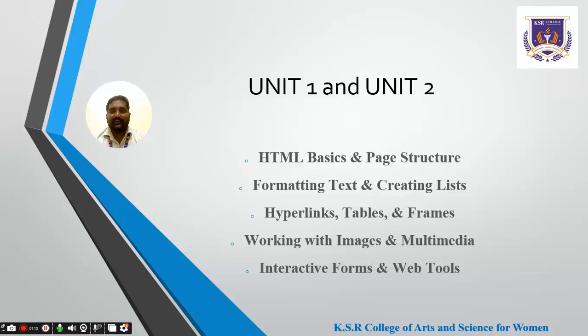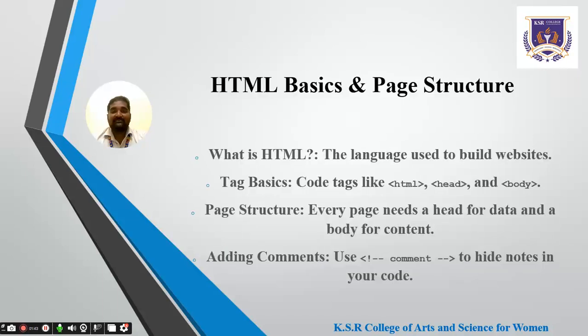For creating one by one things, we are using the list. Hyperlinks, tables, and frames, with which we will be dealing with the links to the next page or the previous page or the last page, likewise. Tables, various contents, the frames which we are making use of. Working with images and multimedia. Any web page will be attractive and communicative in two ways only if there are very good images and multimedia, audio, video, visual effects. Next, interactive forms and web tools. We'll be discussing what are all the various tools used for interactions.